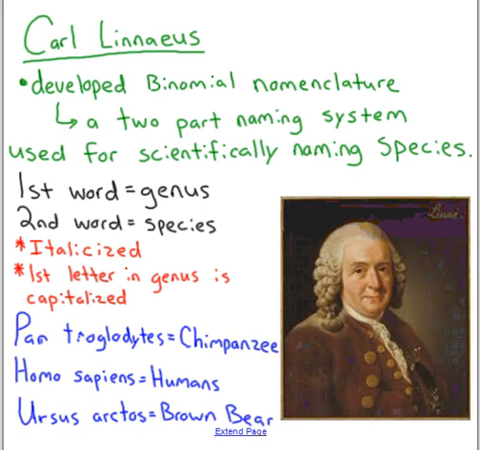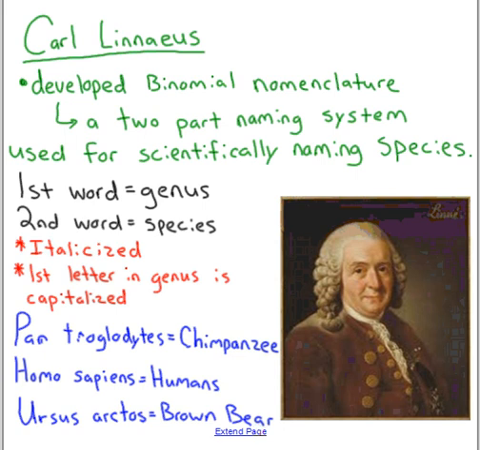So with this, the first word is used as the genus, so the genus is the taxa, and then the second group is the species. A couple things to point out. The letters are italicized, and then the first letter in the genus is capitalized when you see it in text, such as textbooks or in readings or something like that.